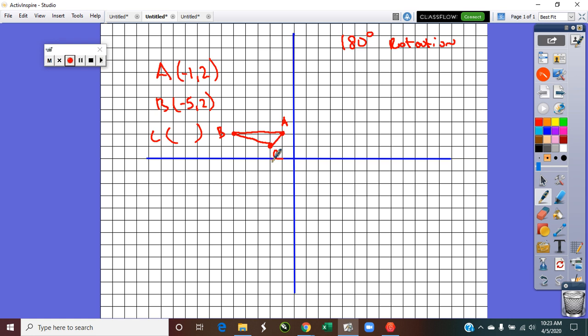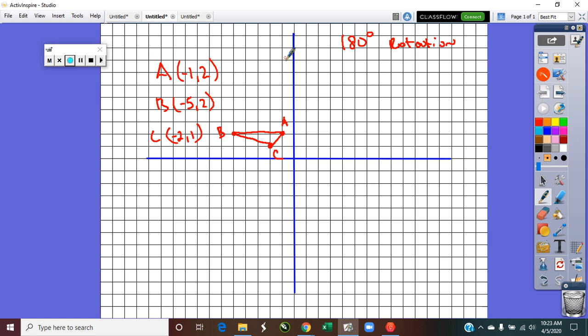And C is back 2, up 1. Okay, so those are our original points. Okay, so if we rotate 180 degrees, I don't even want you to have to try to count from the origin or anything like we did when we did a reflection or a translation. Okay, those were simple because you just had to count.